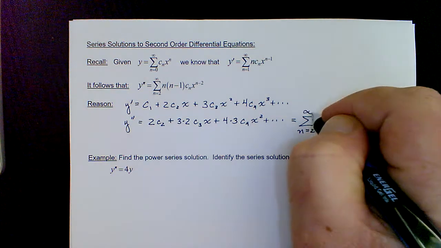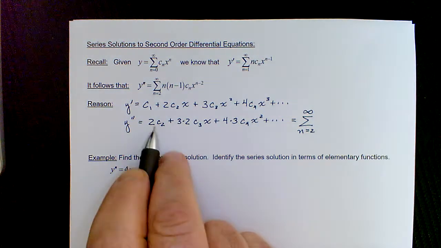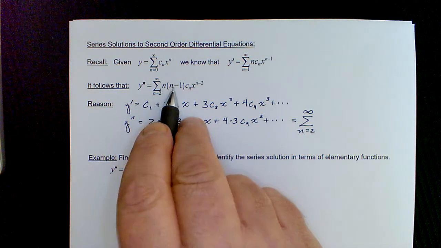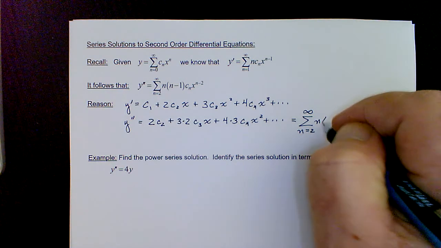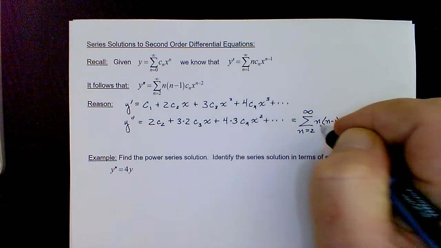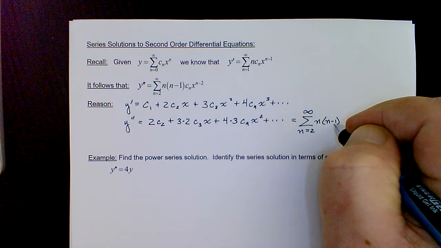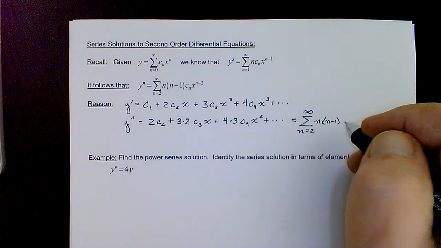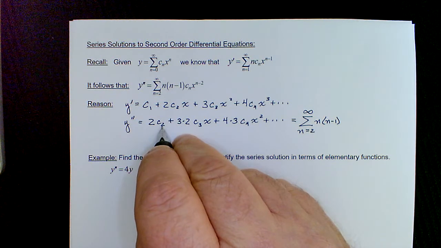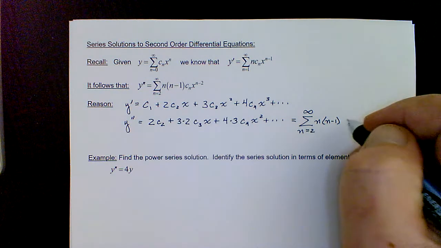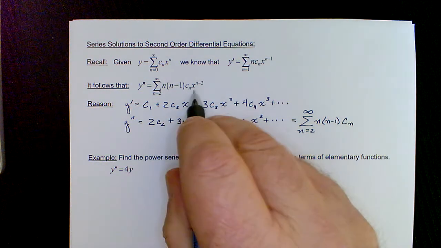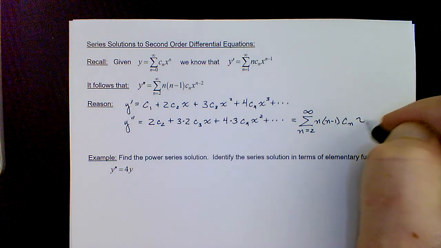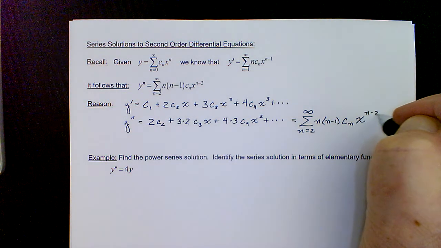And now we can see how that represents the sum that we indicated. If we start at 2, then the first coefficient has to be 2. And that is taken care of by n times n minus 1, because you'd have 2 times 2 minus 1, so that's just your 2. And then c sub 2 here would be when n is 2, so it's c sub n. And then x to the n minus 2, when n is 2, that'd be x to the 0, which is just 1.